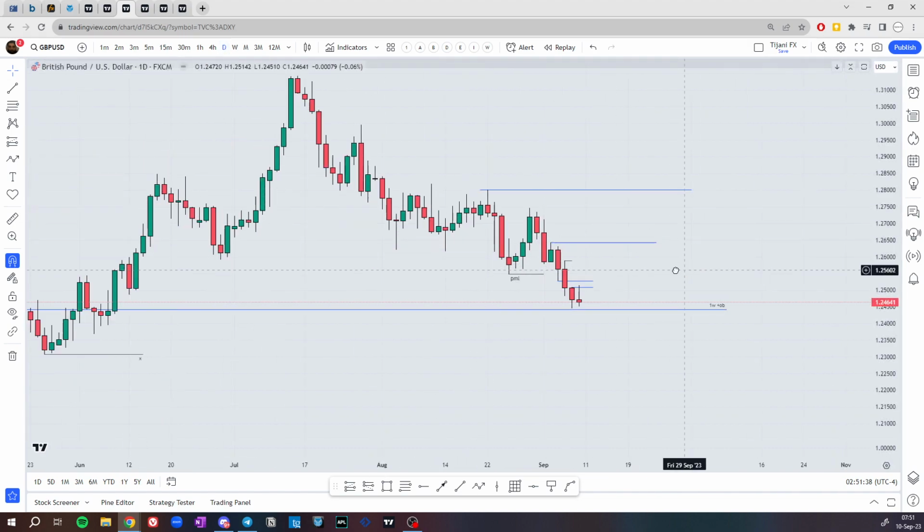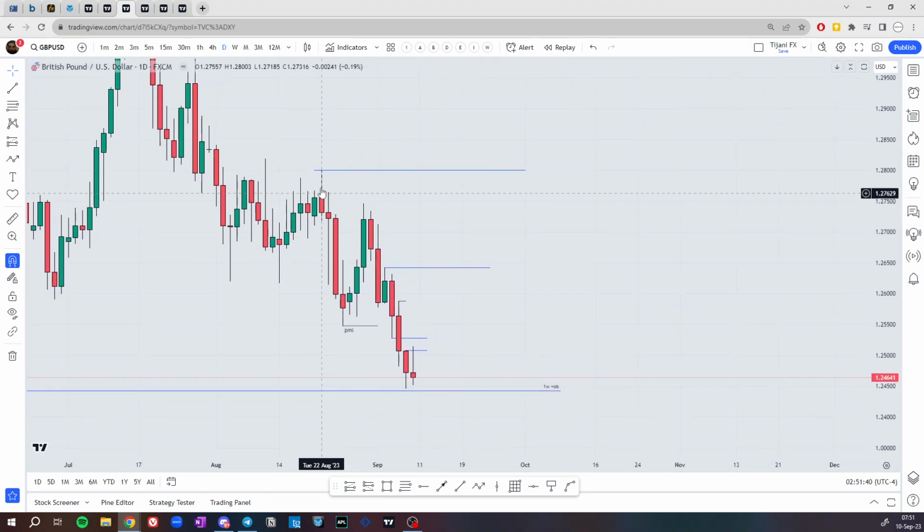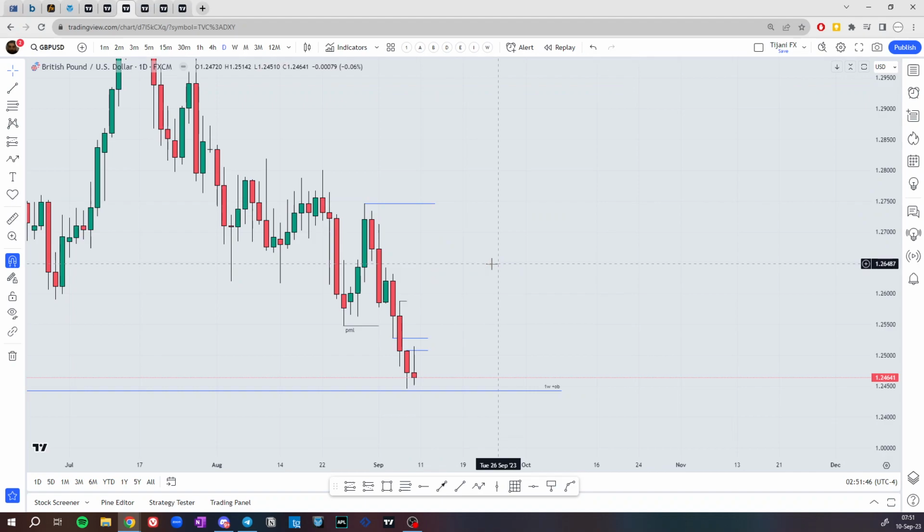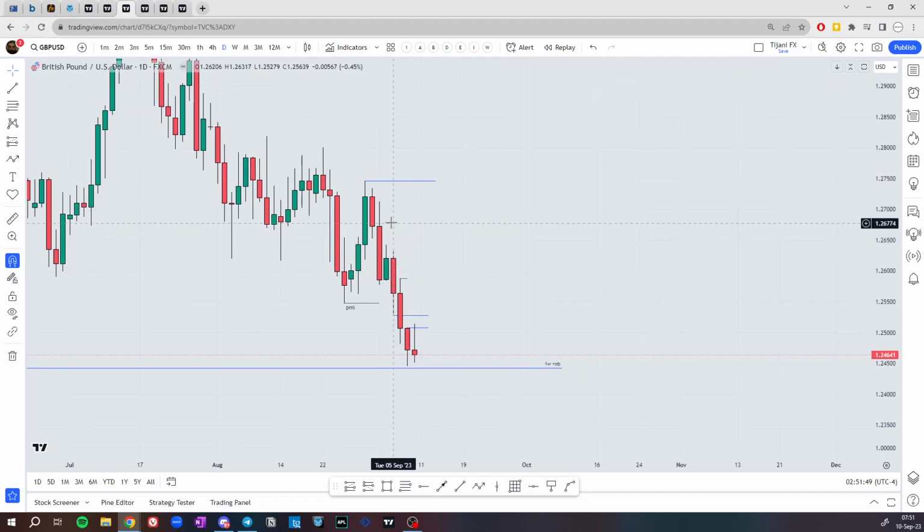On a daily time frame, what do we see? We see we could move from this high here to this high, the invalidation level. See, price has dropped lower.